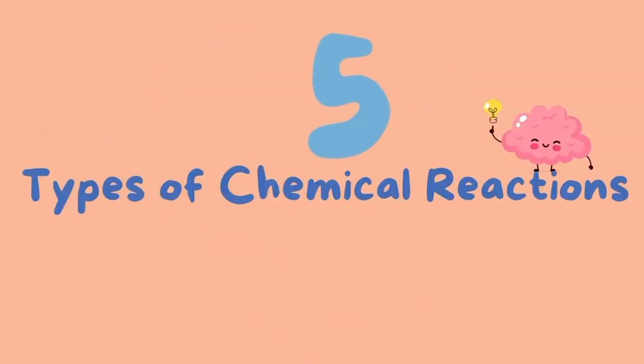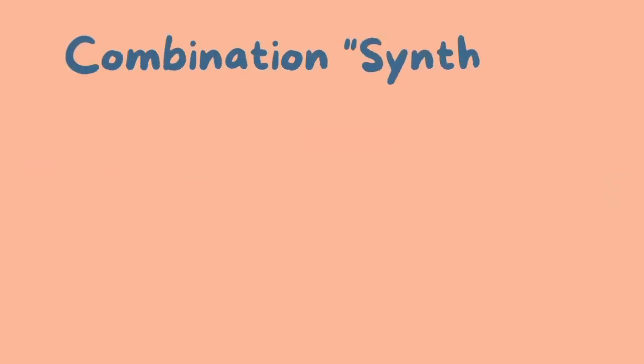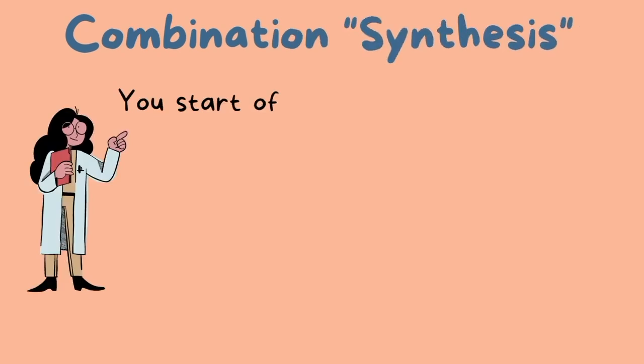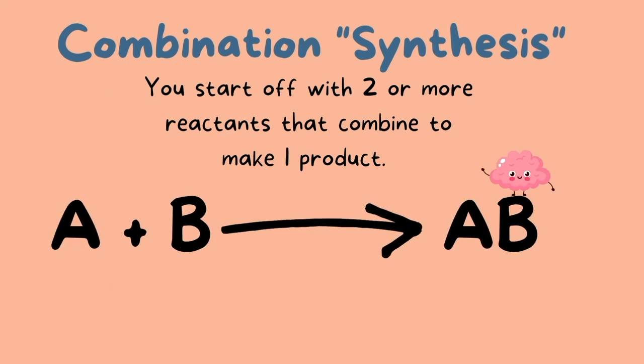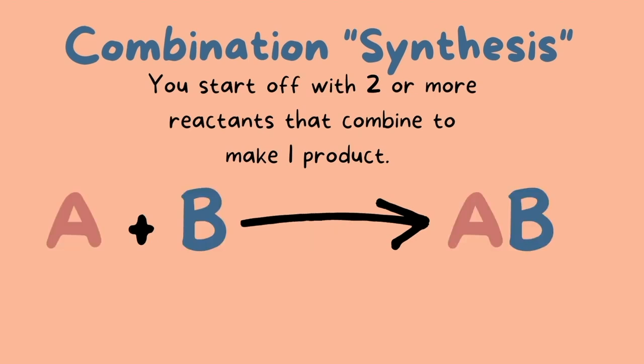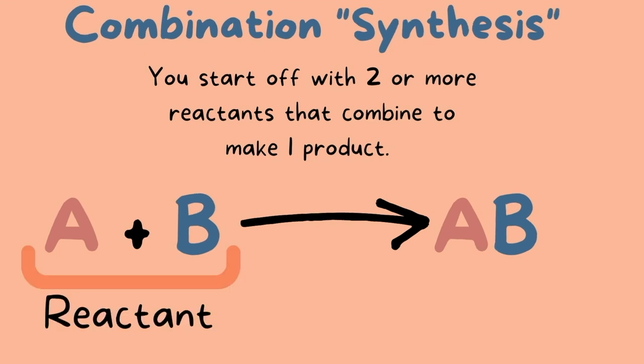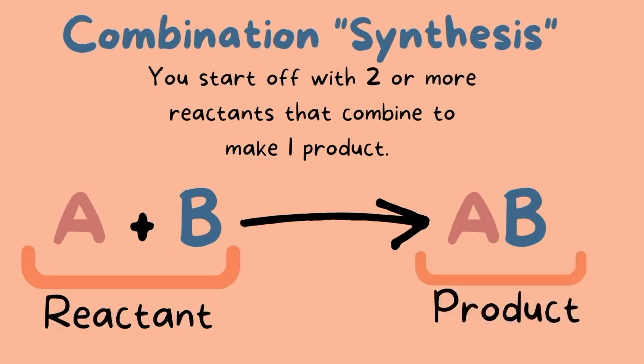There are 5 types of chemical reactions we're learning about today. The first is known as combination or synthesis reaction. In this reaction, we begin with 2 or more reactants and end with one product. In generic form, this can be written as A plus B yields AB. So we can see that both A and B combine together to make AB. A plus B are our 2 reactants and AB is our product.